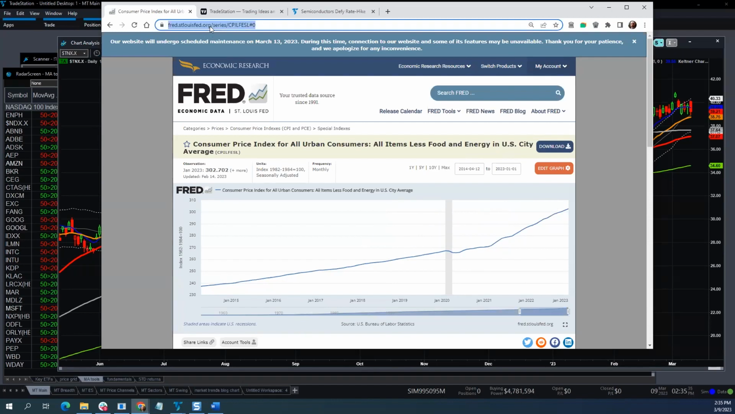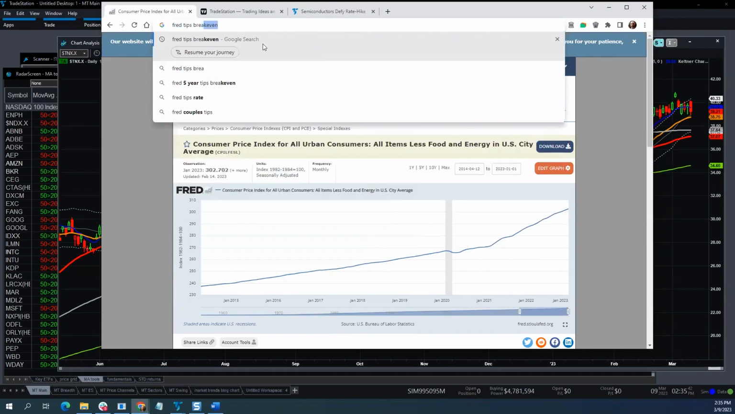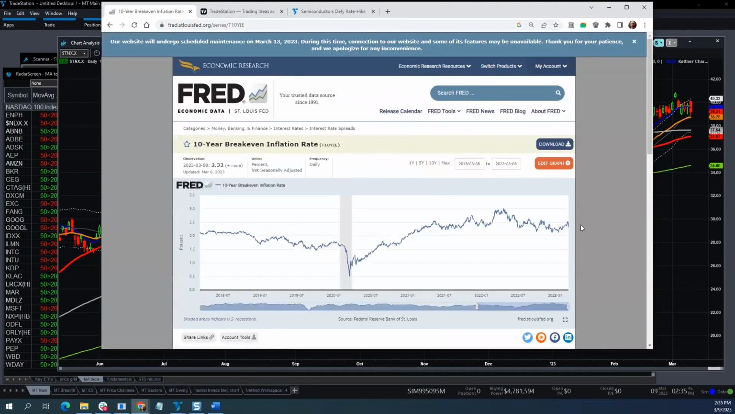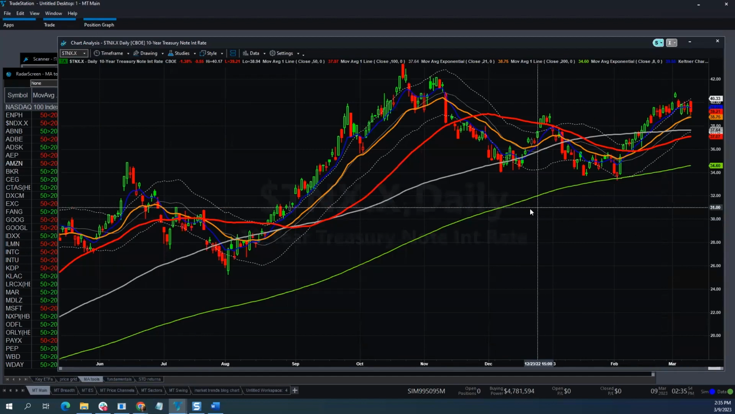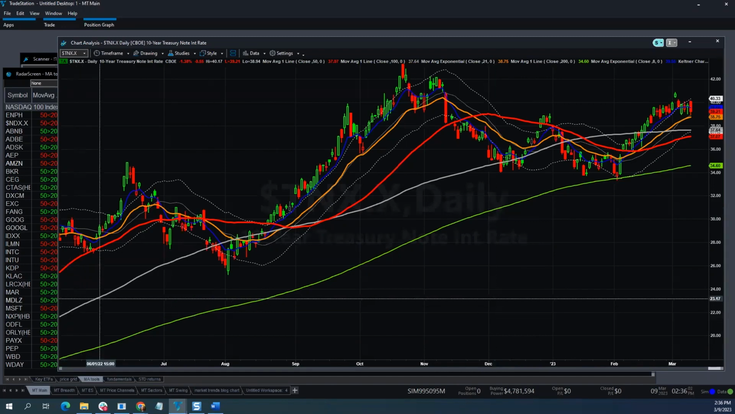Let's see the other thing. Let's just look at this. Here's another nice thing with FRED. You go to FRED TIPS breakeven, and this shows the inflation expectation. What's interesting here is this has not really been moving up, and I think this is the reason why at this point the longer end of the curve is not moving up. So what does it mean? It means the Fed is punishing the financials now, and that's just one more piece that's getting yanked out of the market.